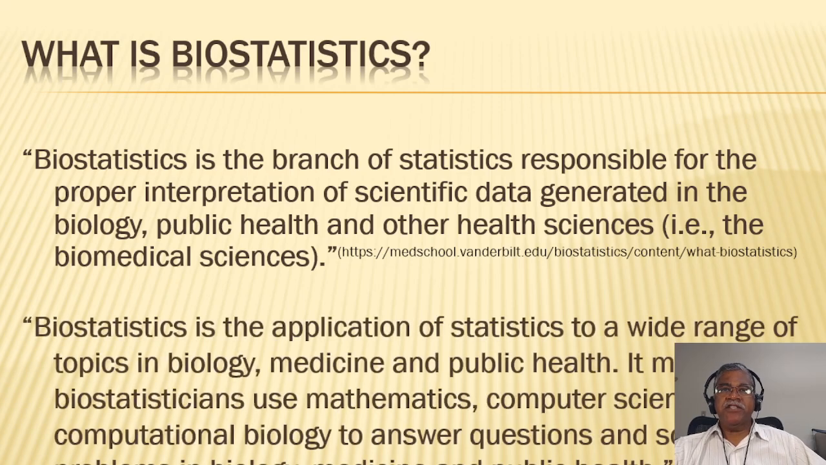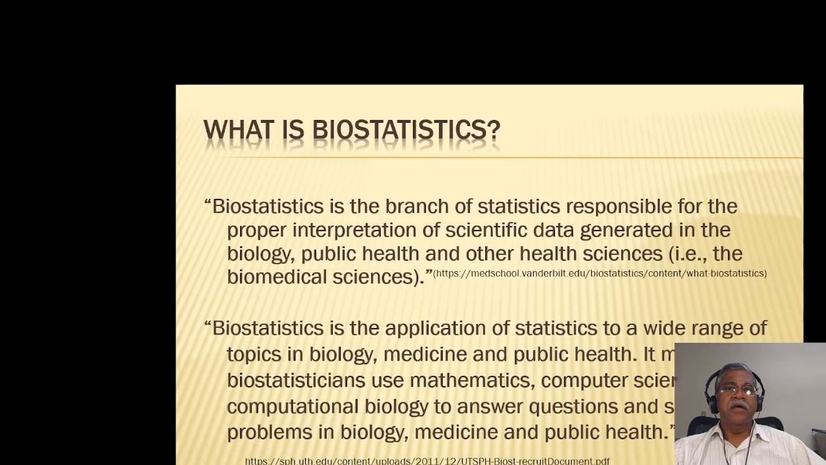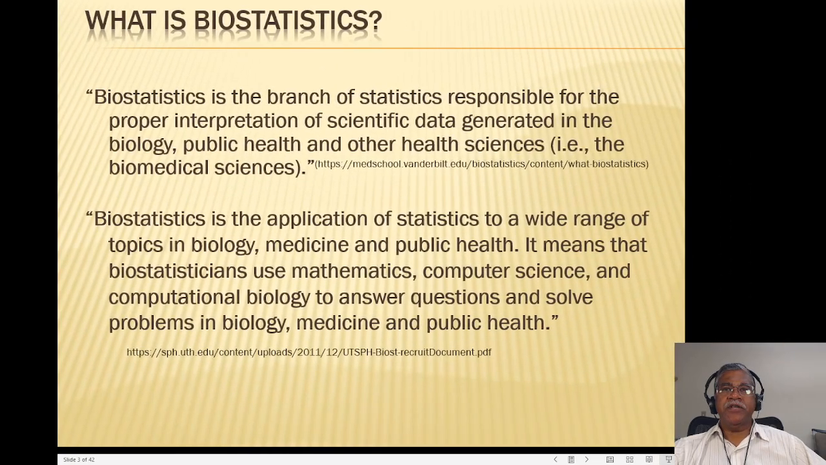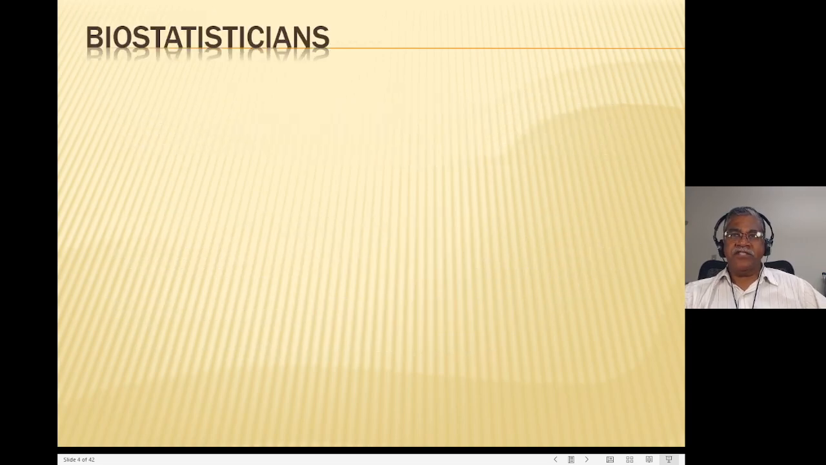So biostatistics is the application. This is getting a little too big. So biostatistics is the application of statistics to a wide range of topics in biology, medicine, and public health. It means that biostatisticians use mathematics, computer science, computational biology to answer questions and solve problems in biology, medicine, and public health. So we've gone through the same thing, except now it's basically application as far as statistics are concerned.